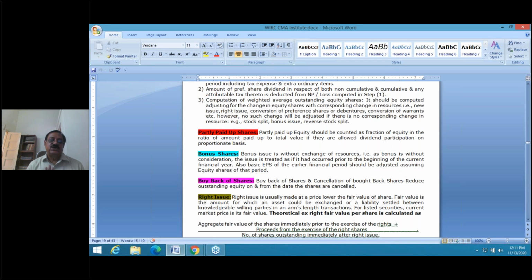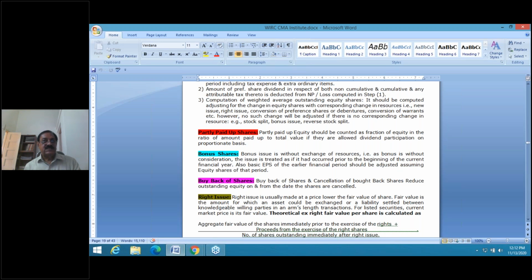What are the rules in short? Partly paid up shares should be counted as a fraction of equity in the ratio of amount paid up to the total value if they are allowed dividend participation on a proportionate basis. Now friends, if you have 1 lakh shares at the beginning, 10 each, 10 paid. After 6 months, you have issued another 1 lakh shares for cash, but only out of 10, 5 paid up. So how will you consider your weighted average number of shares? 1 lakh into 10 by 10 paid up value into 12 by 12 full 12 months. Meaning I am giving 2 weights, one value weight, another time weight. So both are full, 10 by 10 and 12 by 12.